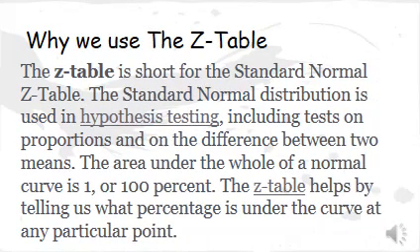Now, why would we want to use the z-table? The z-table is short for the standard normal z-table. The standard normal distribution is used in hypothesis testing, including tests on proportions and on the difference between two means. The area under the whole of a normal curve is 1, or 100%. The z-table helps by telling us what percentage is under the curve at any particular point.